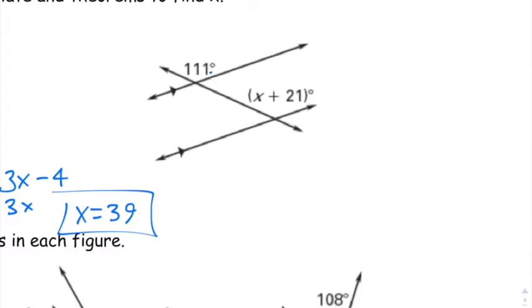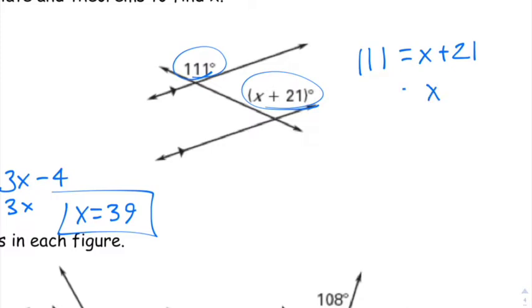I mean, these are pretty easy here. You just got to figure out what the relation is right there. Those are corresponding angles. If corresponding angles are touching parallel lines, then those are congruent. So we can say 111 equals x plus 21 there. And then subtract 21 from both sides, and you get something like 90 right there. X is 90, so when you plug it back in, should all work out.